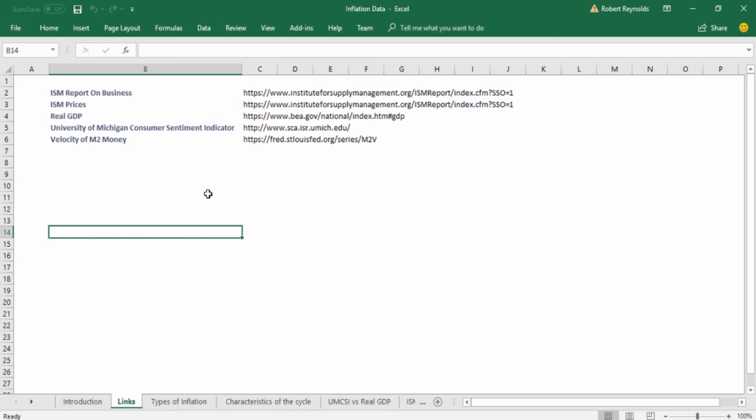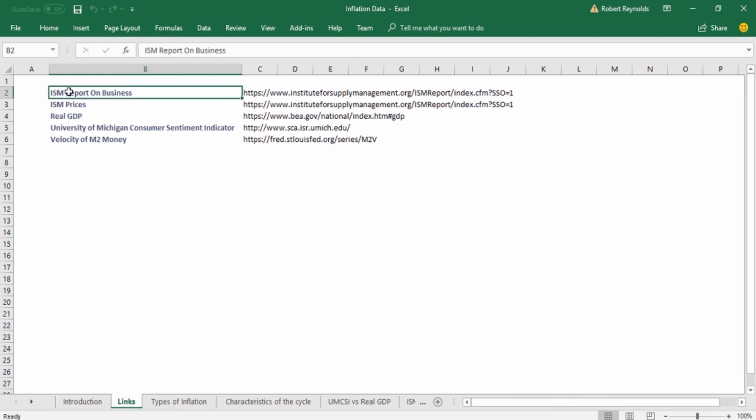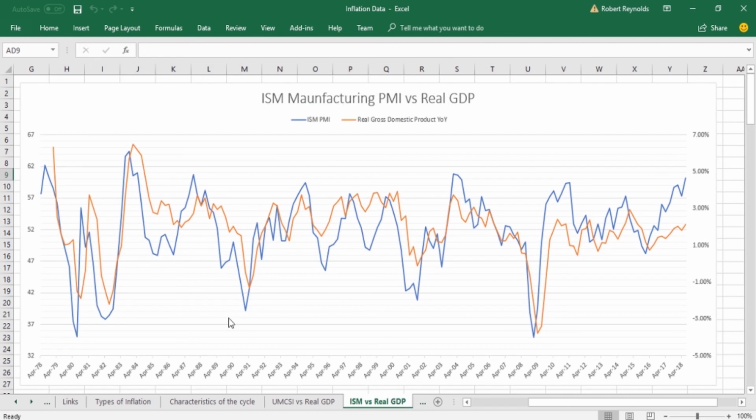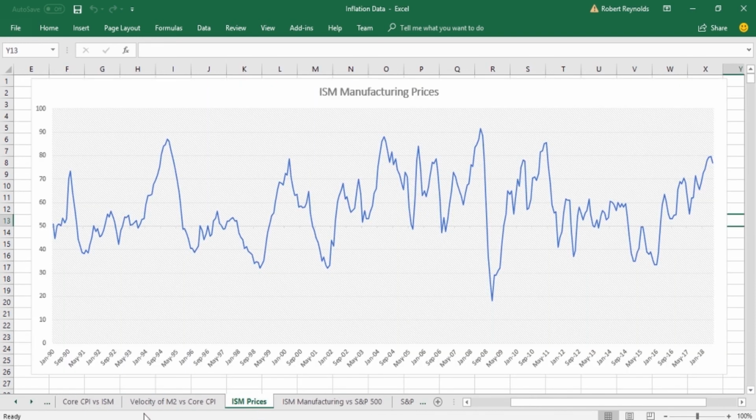So before I leave, the first thing I want to do is show you guys how to find these links. So ISM report on business, we need to find two different numbers from this report on business. We need to find the ISM number itself, the headline number, which we use over here for versus real GDP. And we also need to find prices, which is on the same report. So ISM prices is input inflation for goods and services that are being manufactured. So that's all on the same report.